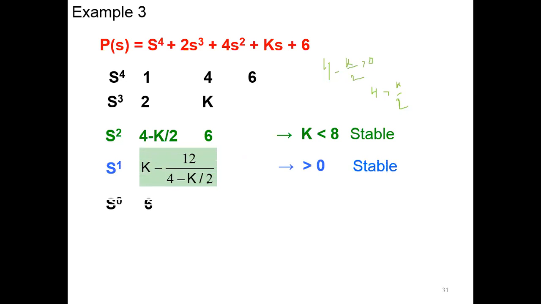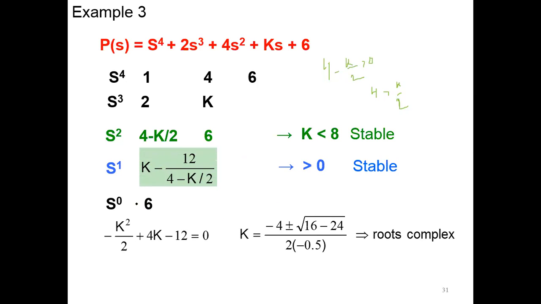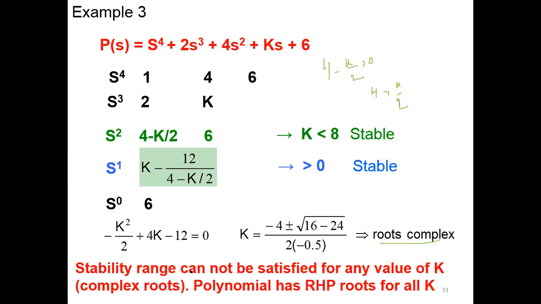If we find the value of k from here, we get a complex root, but it should be greater than 0. Here we have a complex root. That means the stability range cannot be satisfied for any value of k due to these complex roots. So the polynomial has right half plane roots for all values of k.